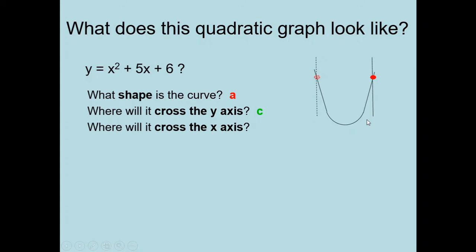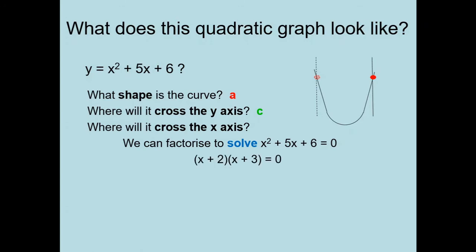So where will it cross the x-axis? If I solve this quadratic here, when I set it equal to 0, I can solve it by either the formula, by factorizing, or by completing the square and rearranging. I tried by factorizing because I know two numbers that multiply to make 6 and add to make 5 are 2 and 3. So my two solutions for x: what will make this bracket equal to 0? -2. And what will make that equal to 0? -3. So I've got two real roots, and I know what they are, -2 and -3.